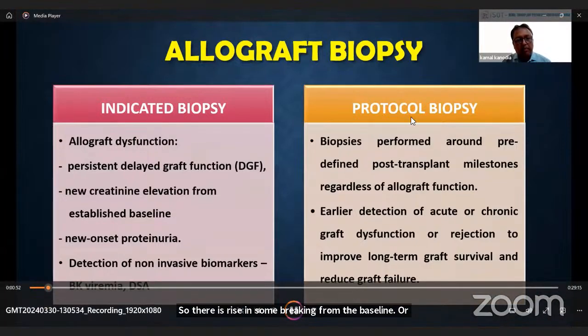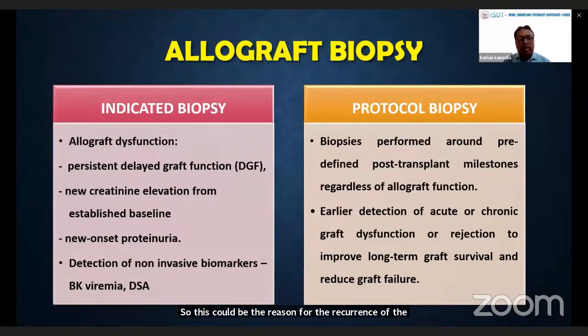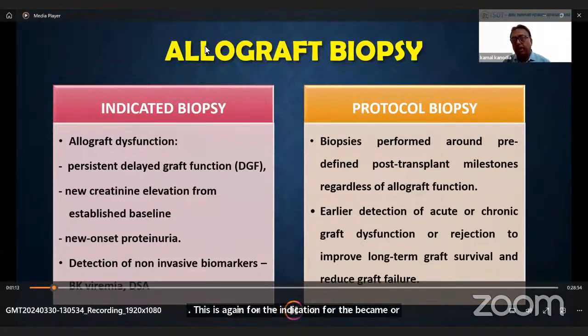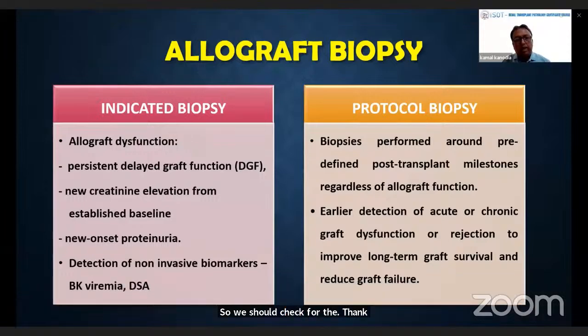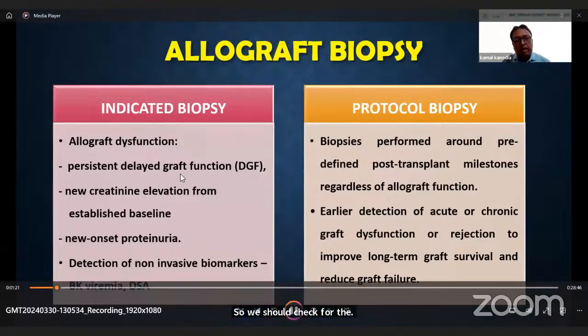There may also be new onset proteinuria. This could be due to recurrence of the disease or sometimes chronic rejection. Sometimes non-invasive biomarkers like BK viremia are detected, which is again an indication for BKV nephropathy, or we detect donor-specific antibodies, so we should check for antibody-mediated rejection. These are a few indications for the indicated biopsies.